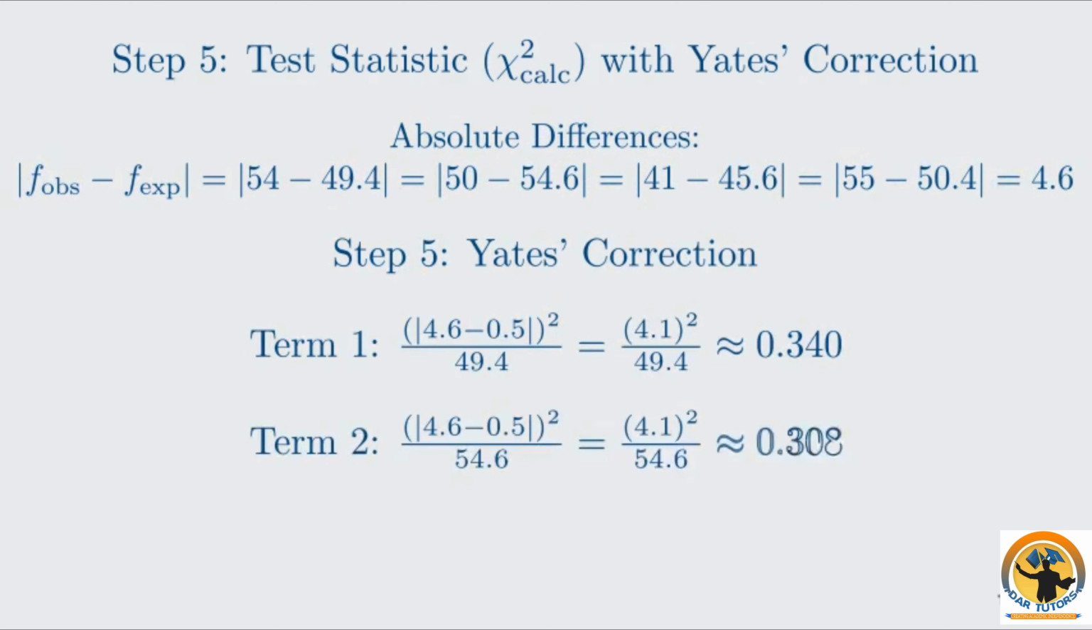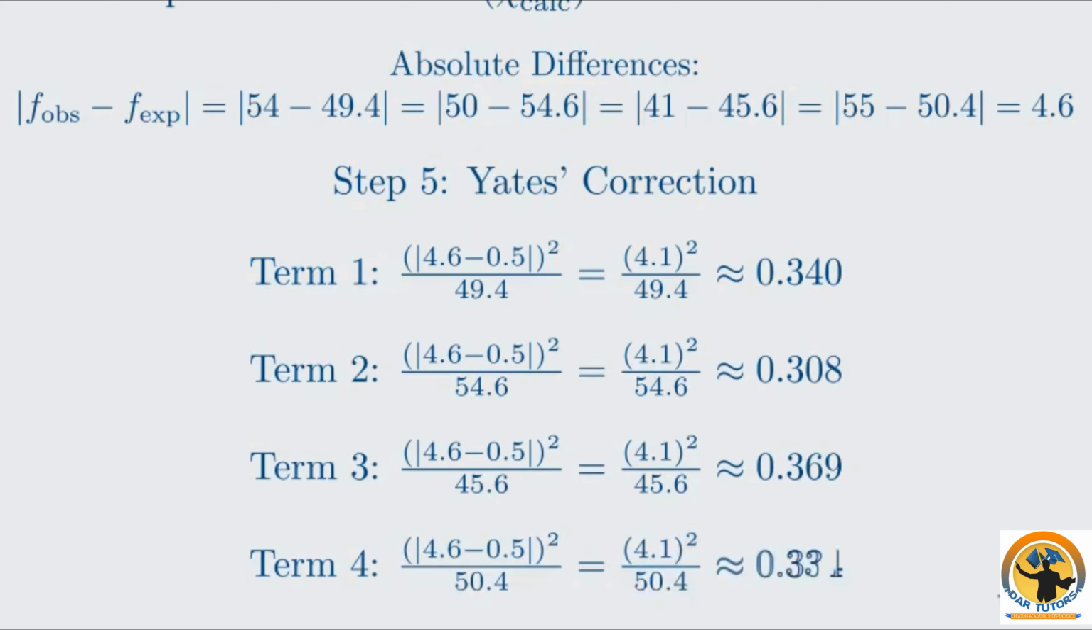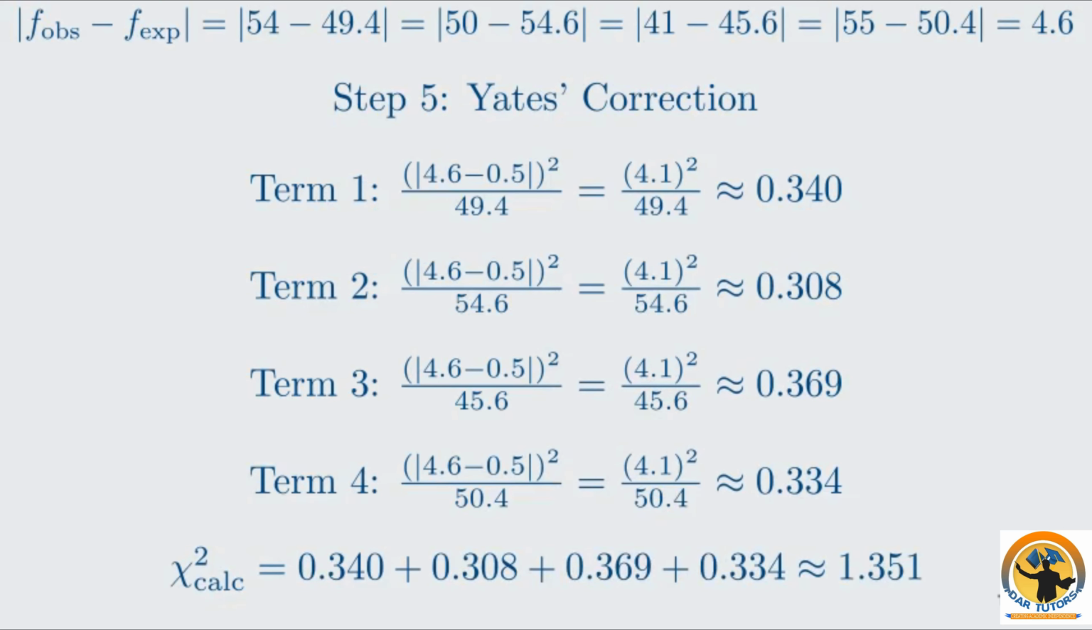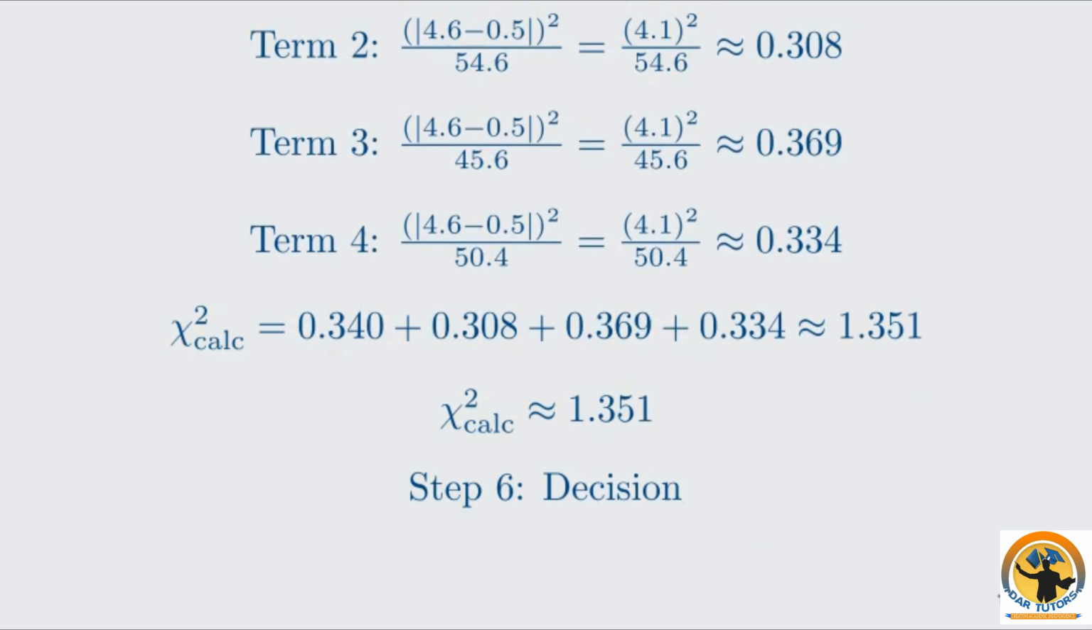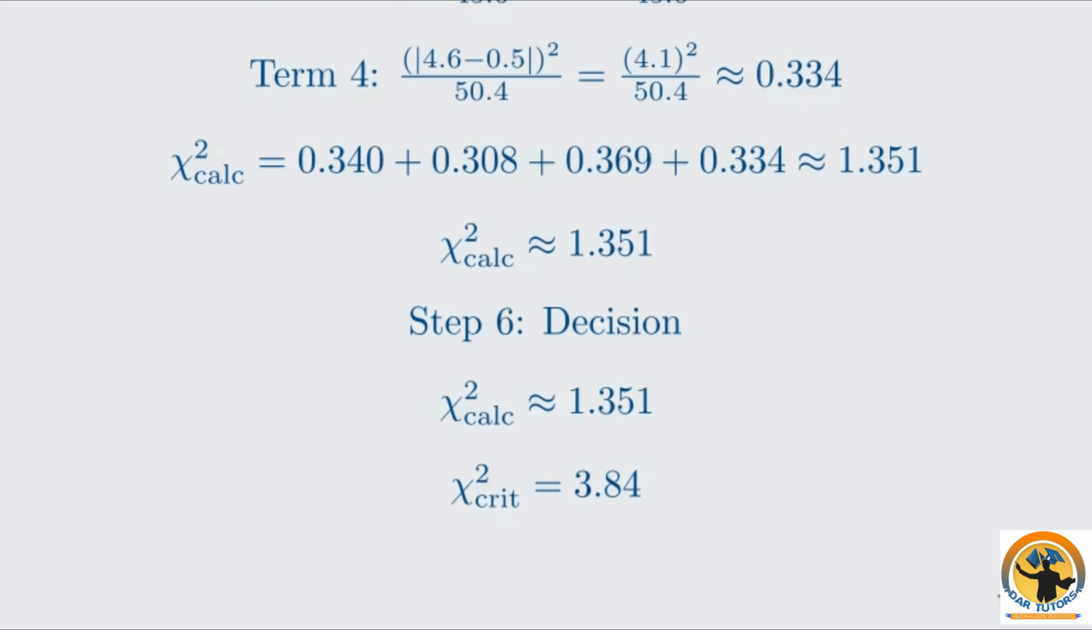For each cell, we take this absolute difference, subtract 0.5, square the result, and divide by the expected frequency. Summing these gives us our calculated chi-squared value of approximately 1.351. Step 6. Decision. We compare χ² calc to our critical value from before. χ² crit equals 3.84. Since 1.351 is less than 3.84, we do not reject H0.